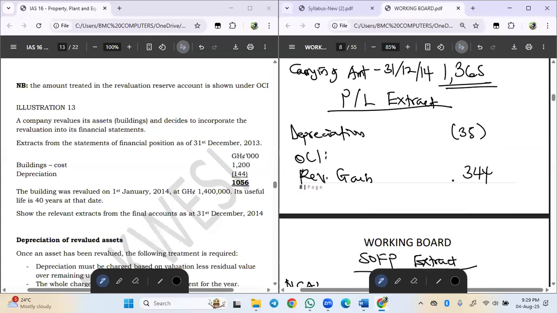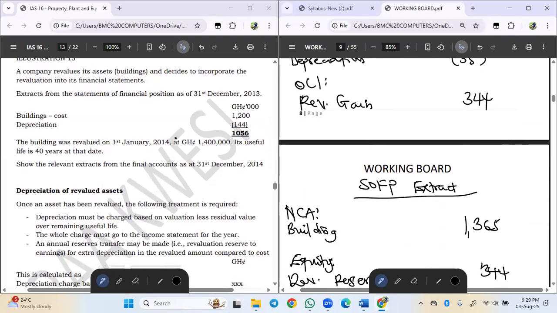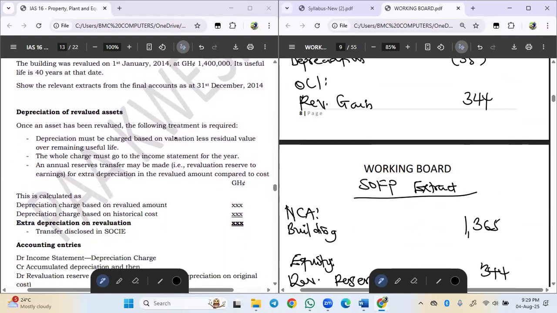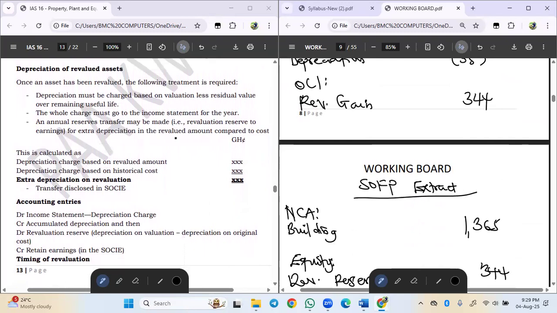Any question? So our next subtopic is depreciation of revalued assets. You calculate the depreciation based on the revalued amount and the depreciation based on the historical cost. Then you get what you call extra depreciation on revaluation. It means we've overestimated our depreciation charge. So that depreciation we subtracted from our profit, you are going to transfer towards the equity again. When we meet, I will explain that.